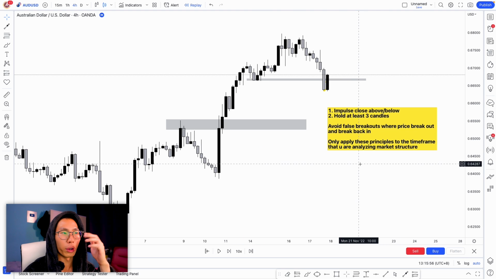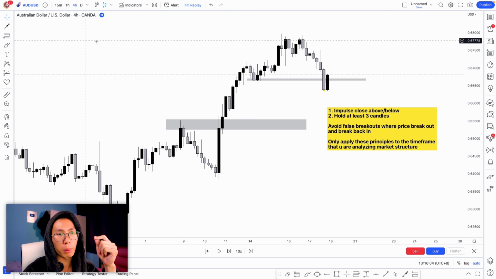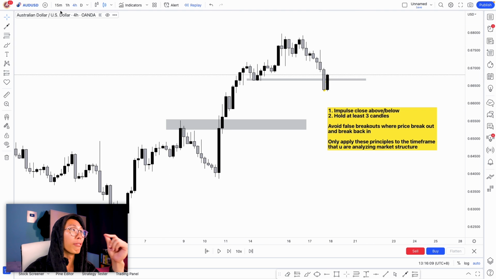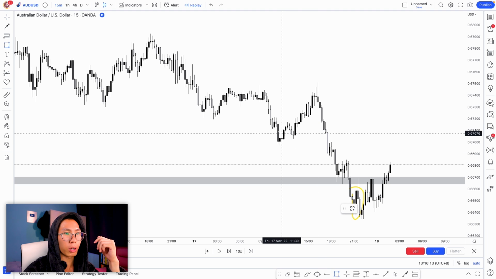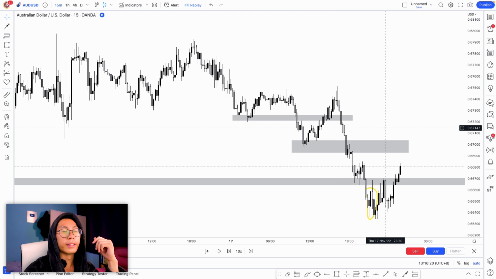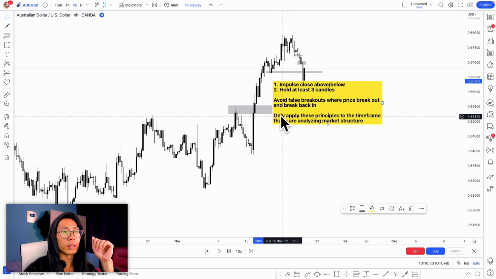the market structure on. So if you are analyzing the market structure, you are looking for higher highs and higher lows, lower highs and lower lows, break of structure on the 4-hour time frame, apply these two principles on the 4-hour time frame. However, if you're on the 15-minute time frame looking for your break of structure, like maybe there's a break of structure here, or there's a break of structure somewhere right around here, then that is when you can apply those two principles on the 15-minute time frame. So make sure you take into account this principle.